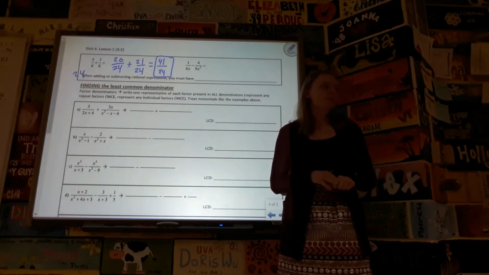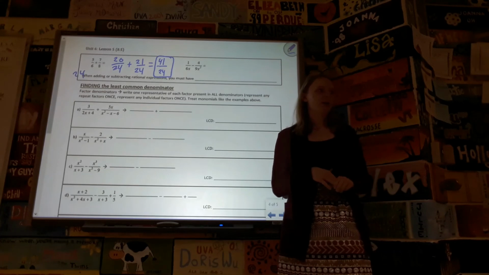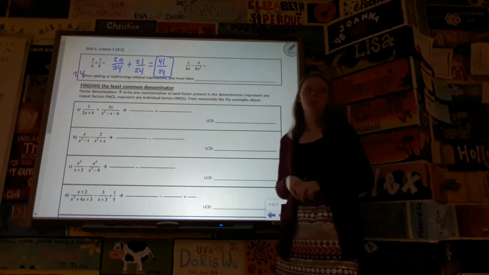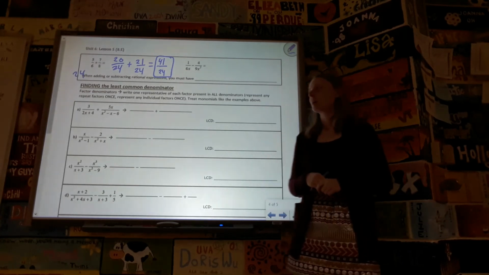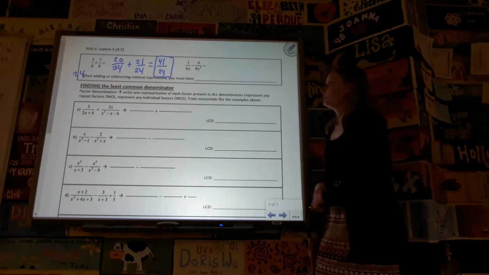Simplify? If you're just working with numbers, you would. This can't simplify. But you're going to see that what we have, that's not really going to happen.